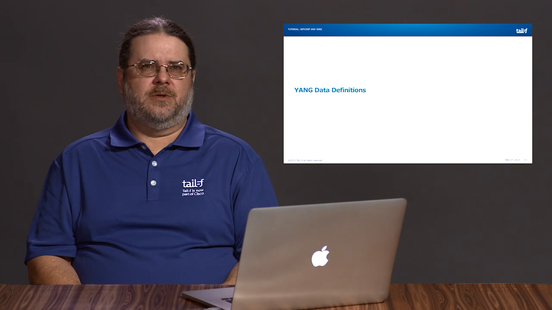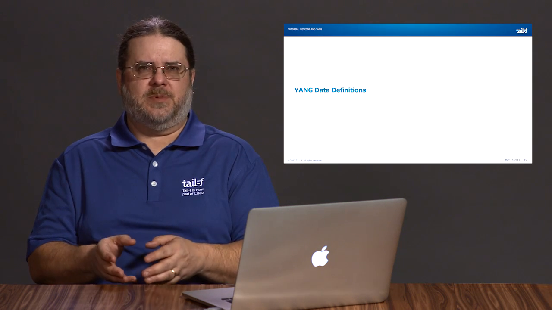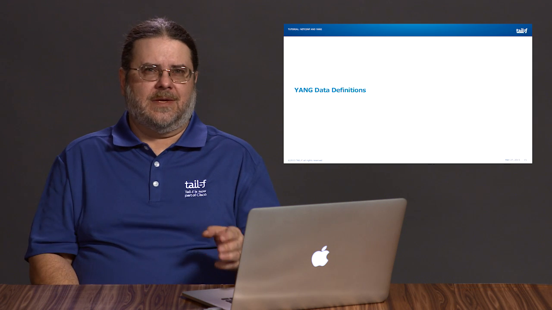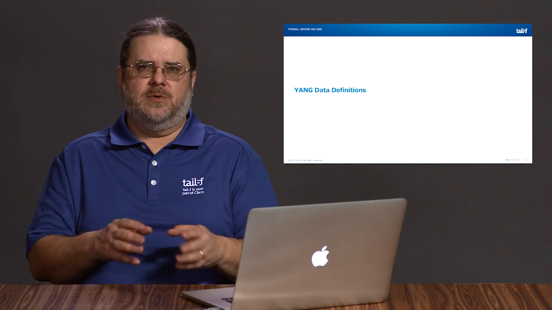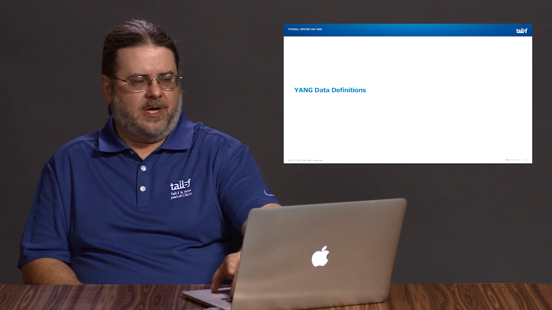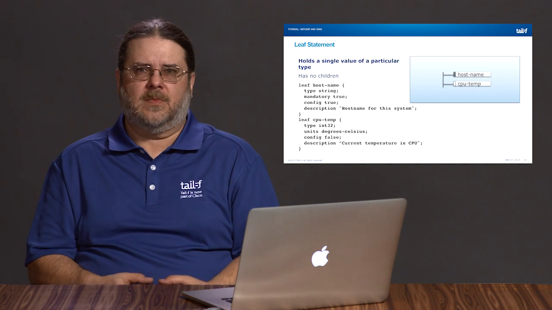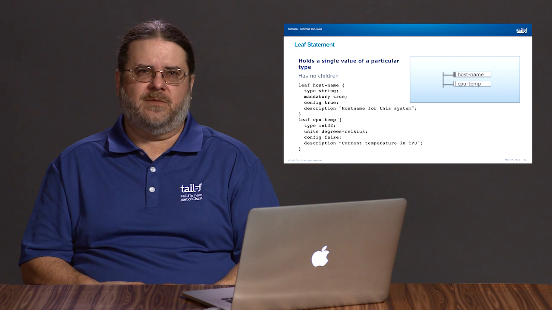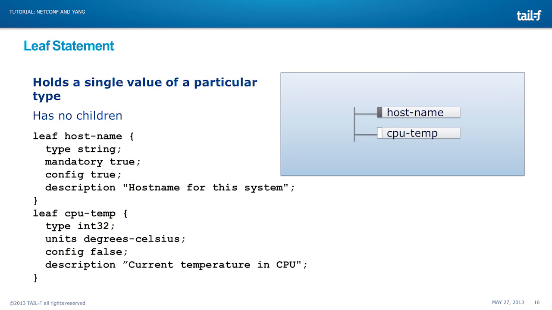So we've finished looking at basic Yang types. Let's look more now at the Yang data definitions that will use these types, where we'll define and organize our actual hierarchy of data. First we have the leaf statement. A leaf holds a single value of a particular type. We've seen a couple of uses of leaf already as we were talking about types, but here we see the formal definition of leaf.